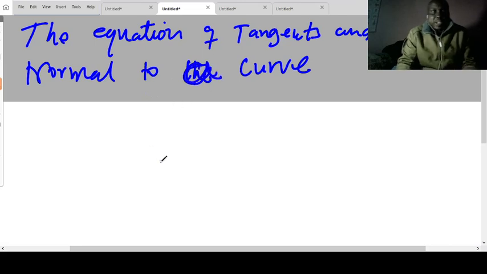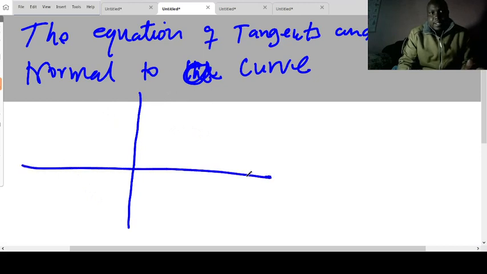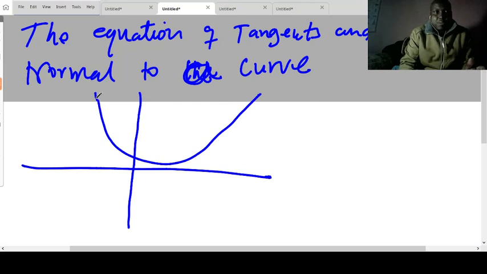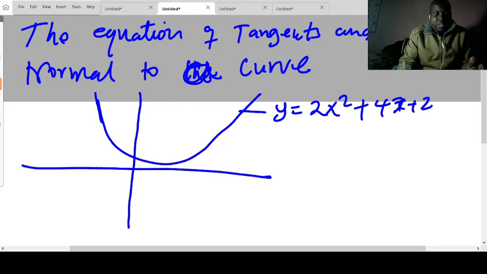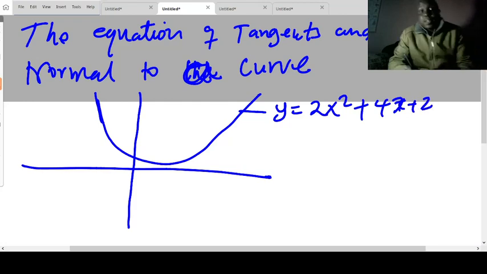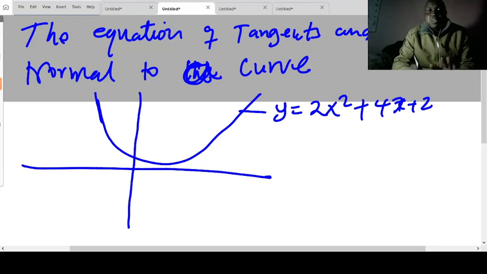So I want to explain something here, and we did explain it initially. We are talking about a curve and the tangent. So let me draw a Cartesian plane, and I am going to draw a curve on this. So I have this curve, y is equal to 2x squared plus 4x plus 2. Assuming that is my curve, I want to explain the tangent and the normal.